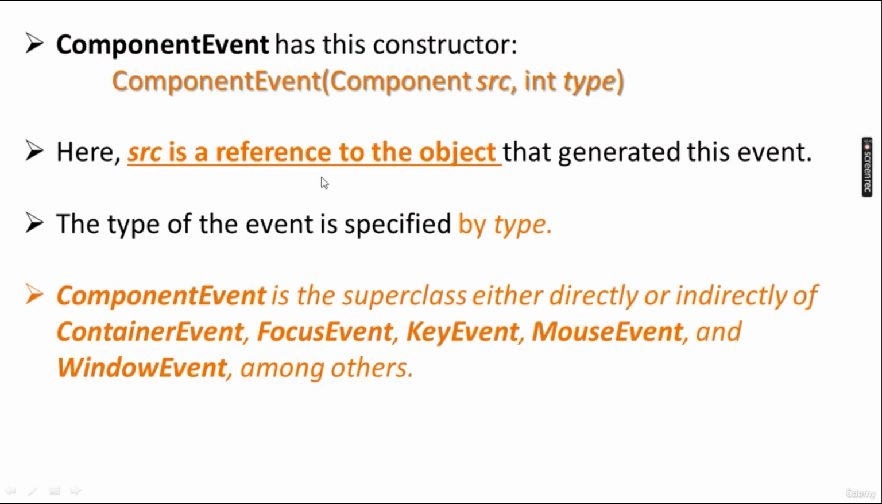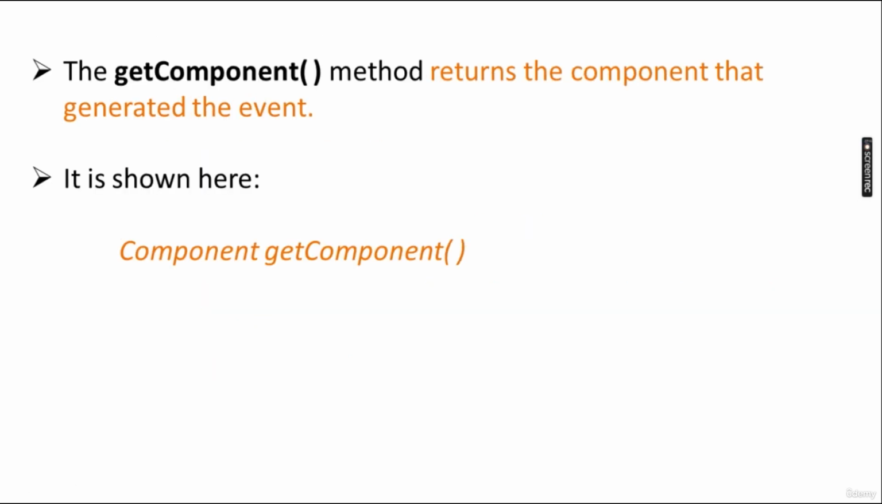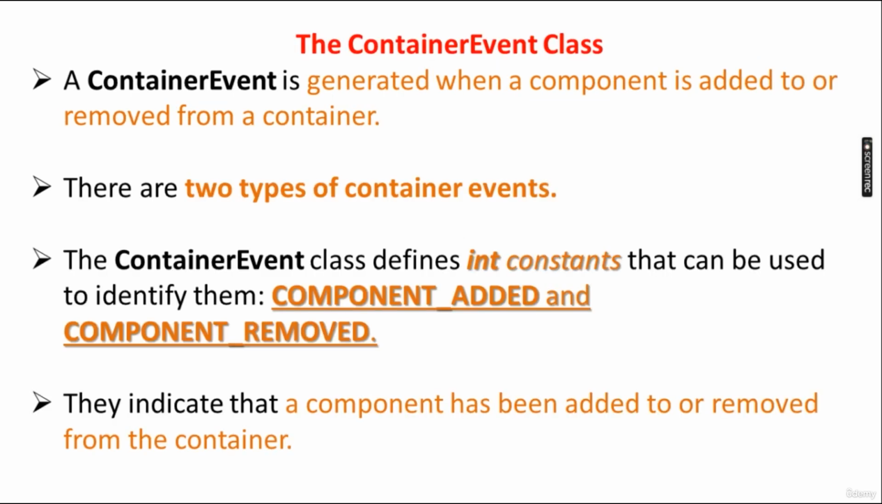The constructor of this component event class is component event, component source, and integer type. Source is a reference to the object that generated this event, and the type of the event is specified by type. This component event class is a superclass, either directly or indirectly, of the container event, focus event, key event, mouse event, and window event, among others. The get component method returns the component that generated the event. So get component returns the component that generated the event.